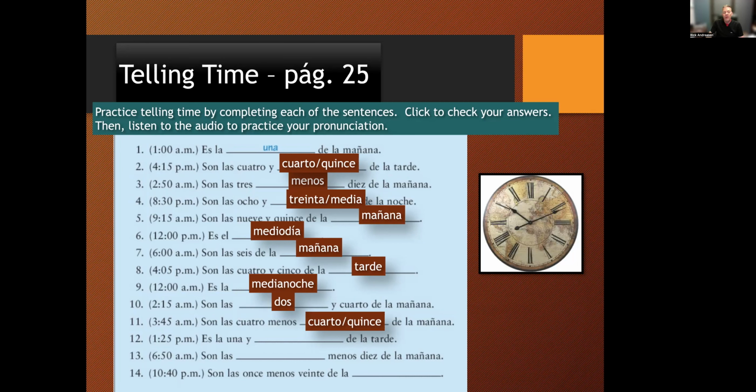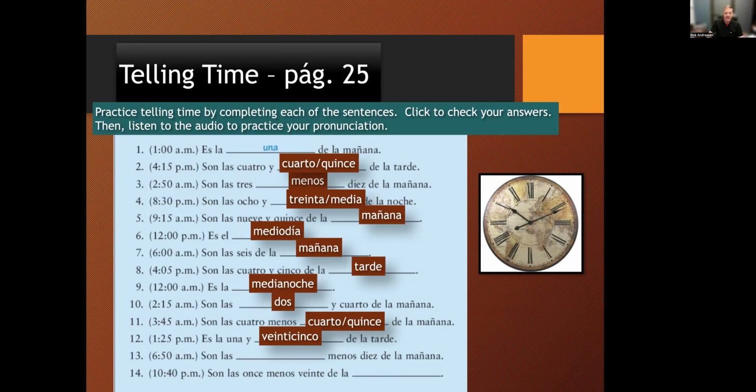Repitan, son las 4:15 de la mañana. Muy bien. Número 12, 1:25 p.m. Es la 1:25 de la tarde. Clase, repitan, es la 1:25 de la tarde.